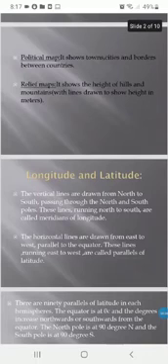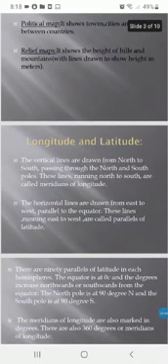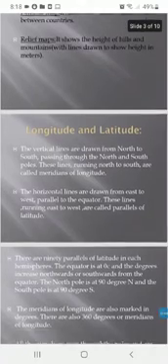Now the longitude and latitude. What is longitude? The vertical lines are drawn from north to south, passing through the North and South Pole. These lines running north to south are called the meridians of longitude. The horizontal lines are drawn from east to west, parallel to the equator. These lines running east to west are called parallels of latitude.